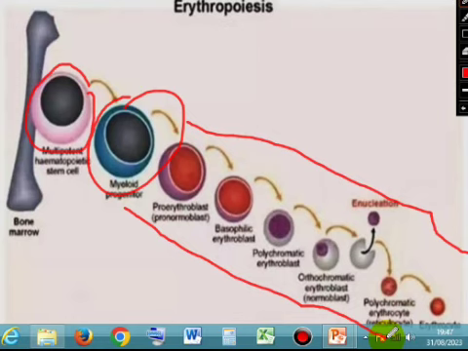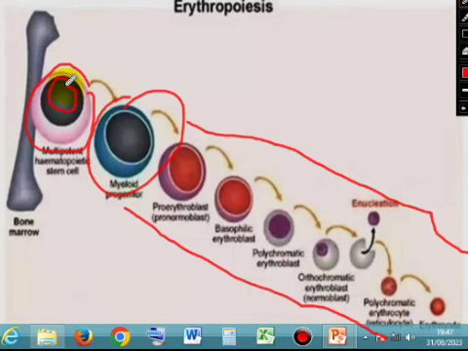Now, as a red blood cell grows and develops to maturity, the size of the cell decreases. Okay, so if you look at this diagram on the slide, you will notice that the size of these initial cells is large. Alright? But as it grows and develops to maturation, there is a decrease in the size of the erythrocyte or red blood cell.